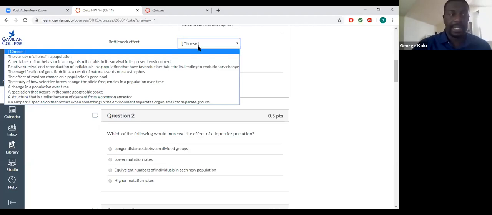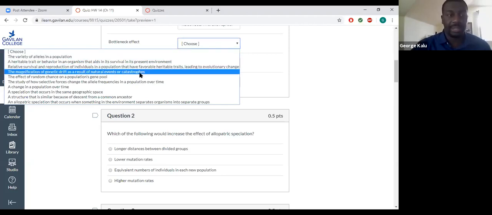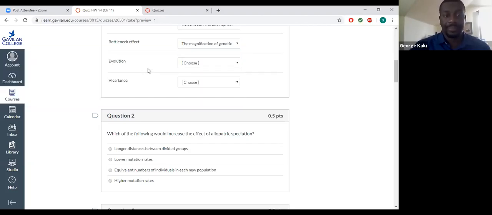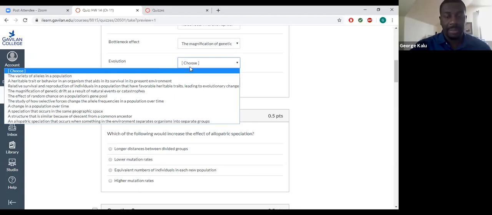Yeah, so this is a magnification of genetic drift. And so this is going to be the result of different types of natural events or catastrophes, or even some man-made events that can take place, and they wipe out large portions of the population, which significantly reduces the genetic variety inside that population. Yeah. Okay. Next one is evolution. Okay, so how do we describe evolution?